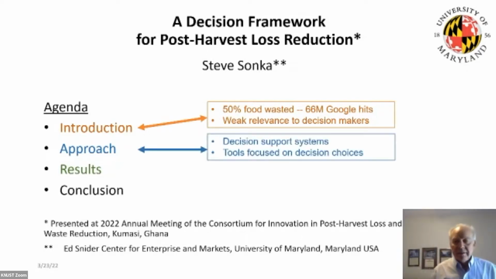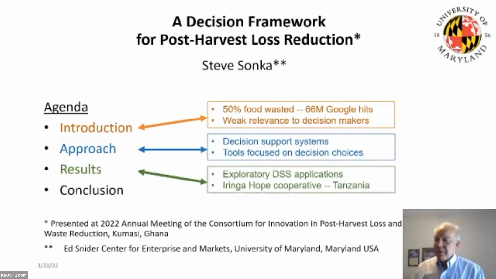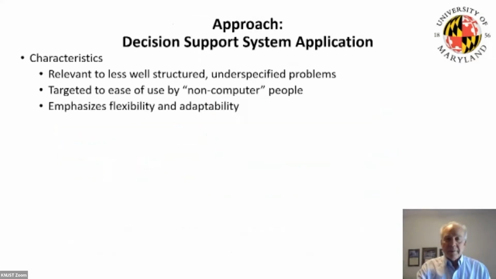That leads to the idea of decision support systems, which is essentially computerized modeling and other capabilities that really focus on specific decision choices, both in a planning sense and in a monitoring sense after decisions have been made. And that's what we're going to see as an illustration. We've had the good fortune to be working with excellent collaborators in the Iringa Hope Cooperative. Iringa Hope is located in Tanzania, and I'll talk about them briefly in a second.